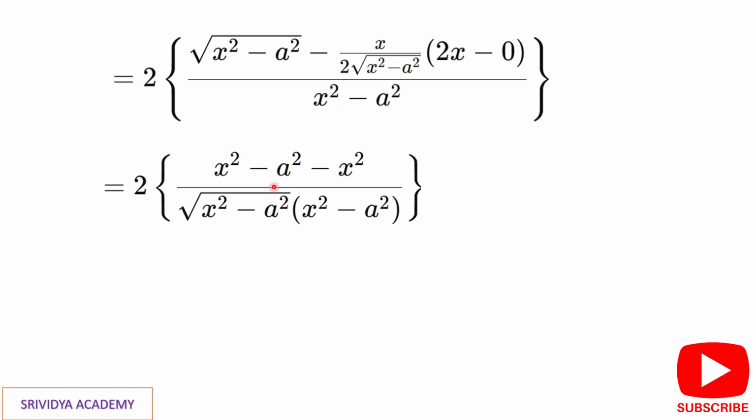Now let us further simplify this. Here x square minus x square is 0, so we get minus 2a square in the numerator, and in the denominator we have x square minus a square whole to the power of 1 by 2 into x square minus a square whole to the power of 1, which is nothing but x square minus a square whole to the power of half plus 1, which is 3 by 2. This is the required derivative, that is dy by dx is equal to minus 2a square by x square minus a square whole to the power of 3 by 2.